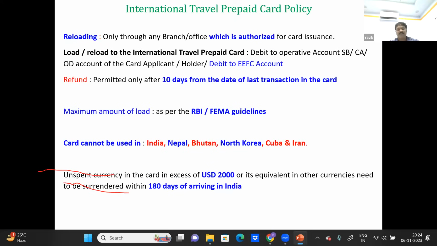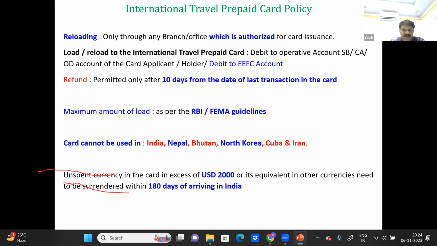Then refund. If anybody wants a refund, it is permitted only 10 days from the date of the last transaction in the card. After 10 days, reconciliation is seen so that problems should not come, and marking is there. So they told that after 10 days of the last transaction, it will be issued. Maximum amount, how much can we issue? They told RBI and FEMA guidelines, whatever they say, that much only we can issue.